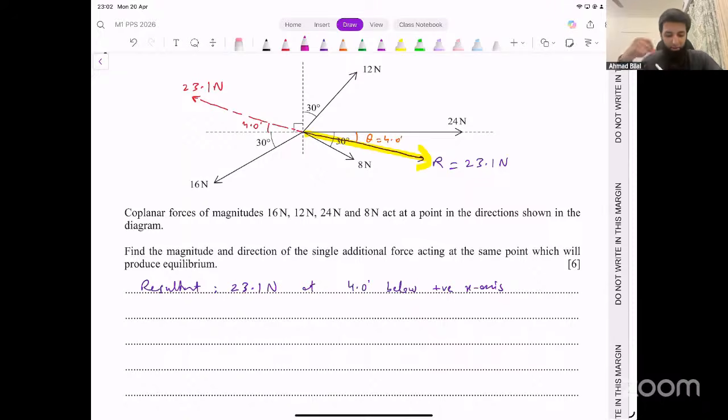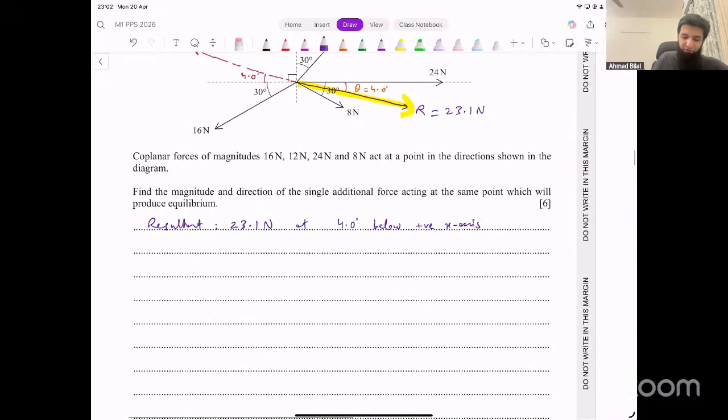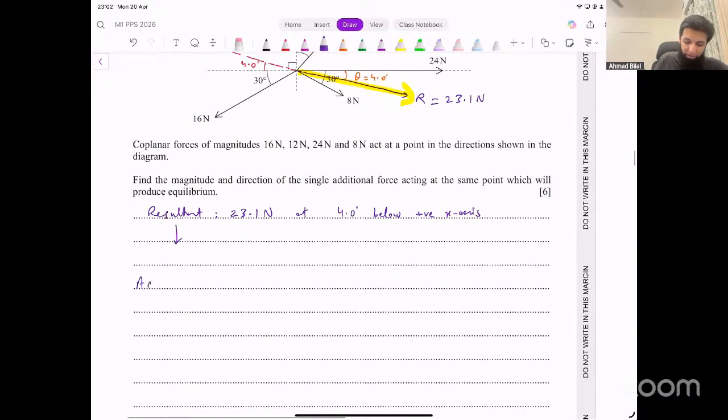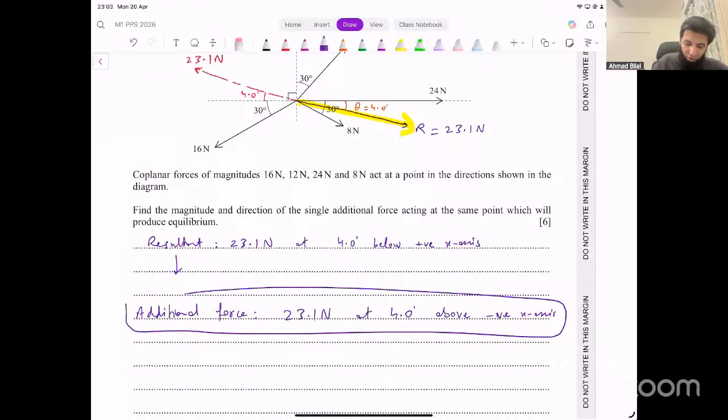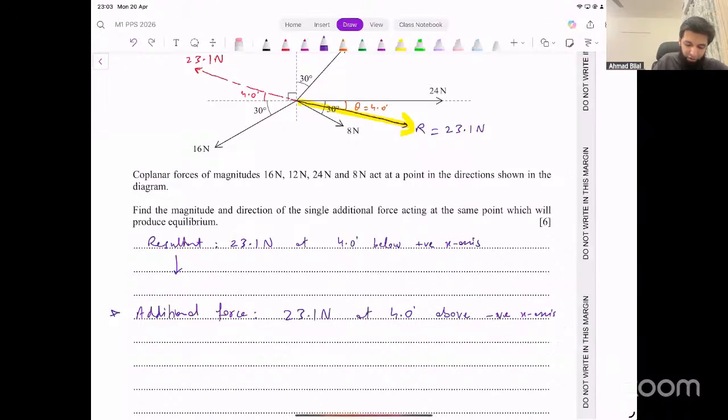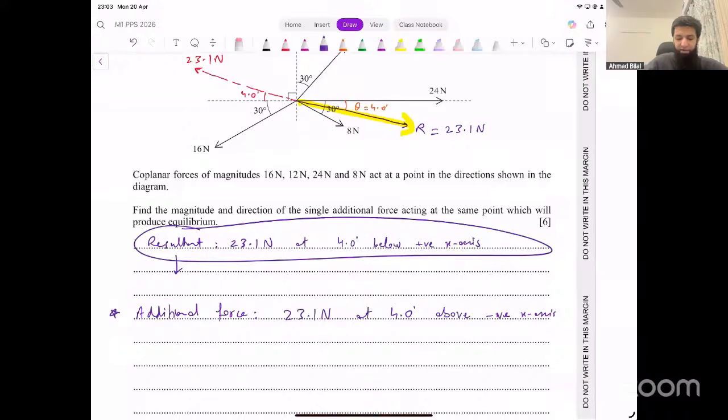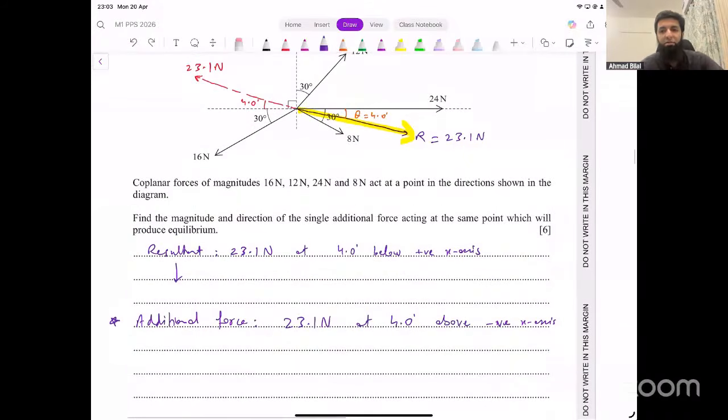Is that okay? So this is the resultant force. The additional force that you need to add there is 23.1 Newton at 4 degrees above negative x-axis. That will be your final answer. So you have to do all of this working for finding the resultant first of all, and then just write down that the additional force has to be exactly opposite of that in this direction.